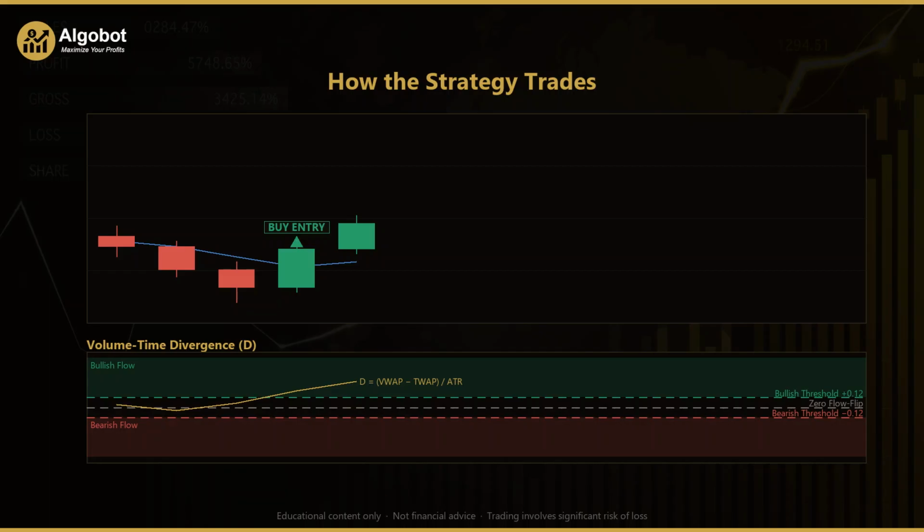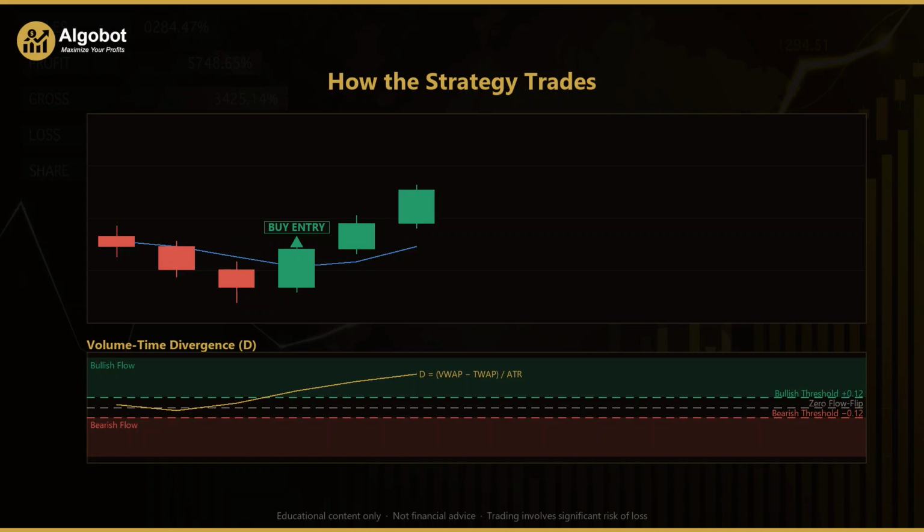Price stops falling, and the next candle turns up sharply, closing back above the time average line. At the same moment, the oscillator lifts and crosses up through the bullish threshold. That's the fresh cross the strategy needs. The heaviest volume has started printing above the plain time average, suggesting buyers are stepping in with size. Both conditions are satisfied together.